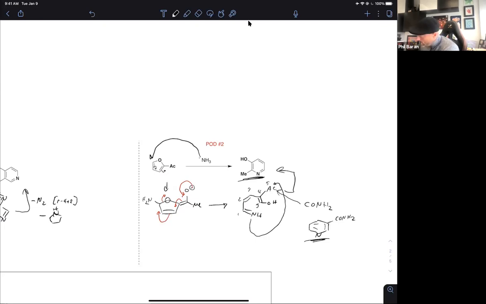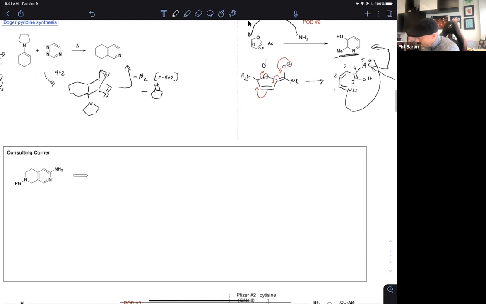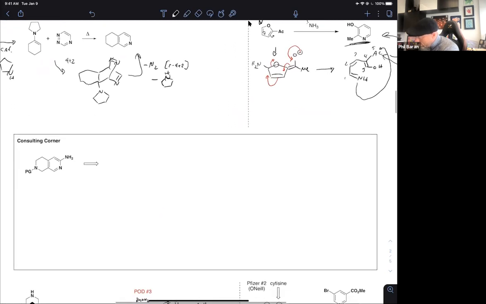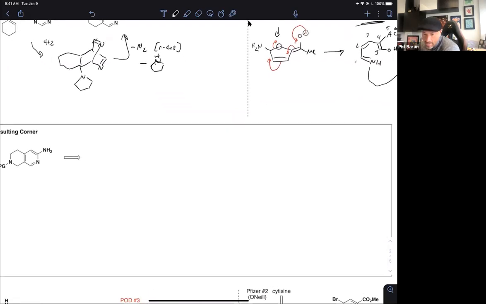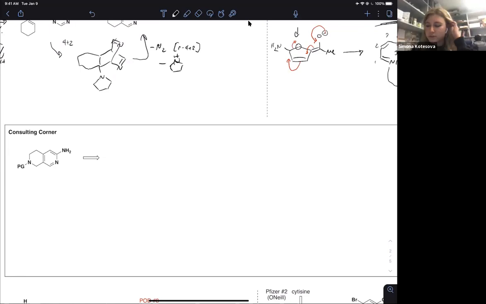Good question. All right, let's go to a real consulting problem from, I think this was about 8 years ago. So how are we going to approach making this compound? Maybe Simona can help us out. Real problem, real company. How are you going to tell us to make it? Can you do a Boger synthesis with piperidone and an amino triazine? That's interesting.